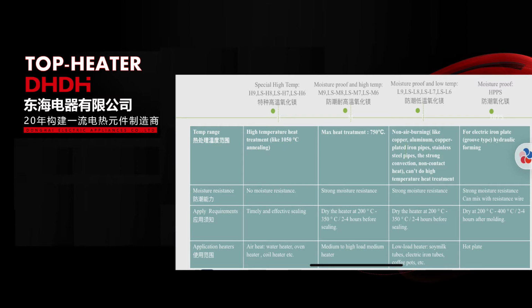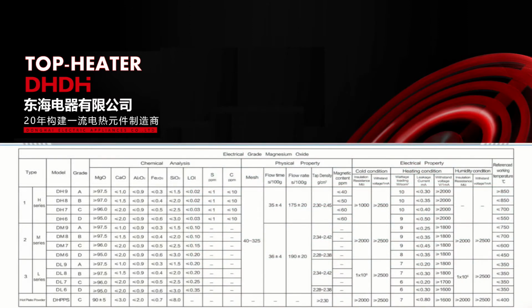So if you buy the hot plate thermostat, you can consult us and we will give you more information. Next, let's show you another table. Yes, it is about the composition of our MgO powder. You can see some types of chemical analysis, and you can see how many percent it is used.